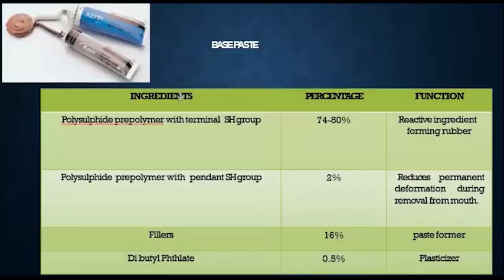The base phase consists of polysulfide polymer with terminal SH group that contributes about 74 to 80%. It's the main reactive ingredient that forms rubber. Then you have polysulfide polymer with pendant SH group, that is 2%. It reduces the permanent deformation during removal from the mouth. Then fillers form the paste, and dibutyl phthalate is the plasticizer. So generally you should remember polysulfide polymer with a terminal or pendant SH group, then fillers, then dibutyl phthalate plasticizer.